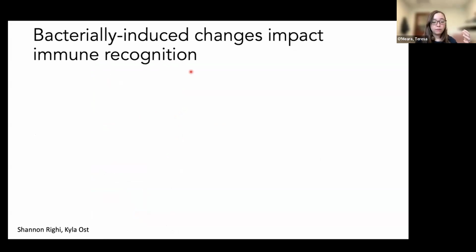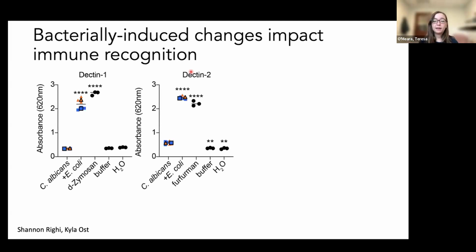So we know that when we change that cell wall, what we identified was that this actually changes immune recognition. This is work in collaboration with Shannon Escher-Riggi and Kyla Ost. If we incubate Candida with E. coli, it increases its ability to be recognized by dectin-1 and by dectin-2. So basically it is at the level of the positive controls on both of these assays.